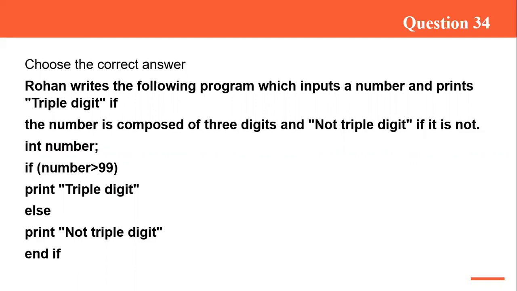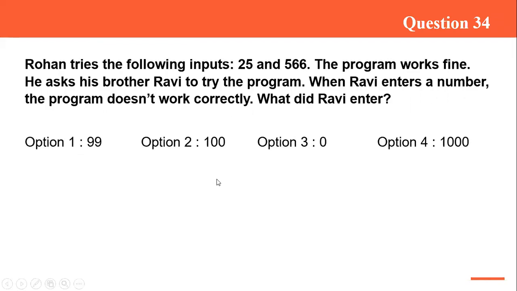See this. Similar question. Rohan writes the program which inputs a number and prints triple digit if the number is composed of 3 digits and not triple digit if it is not. So they have written some code, maybe right, maybe wrong, we don't know. But we have to see the rest of the question also. I'll show you the rest. Rohan tries the following inputs 25, 55, 66. The program works fine.